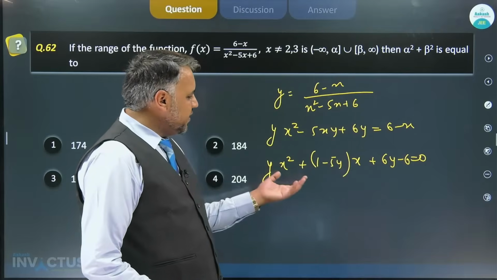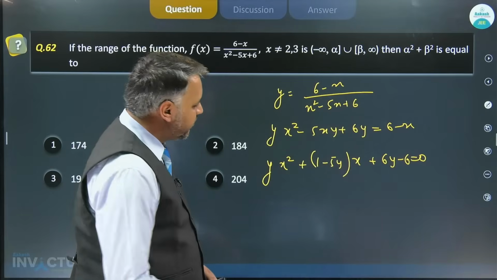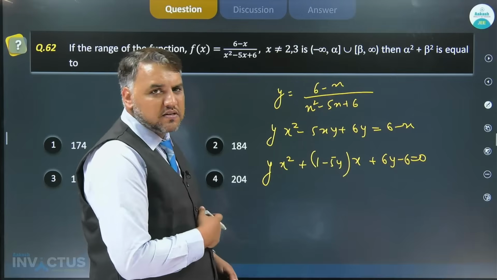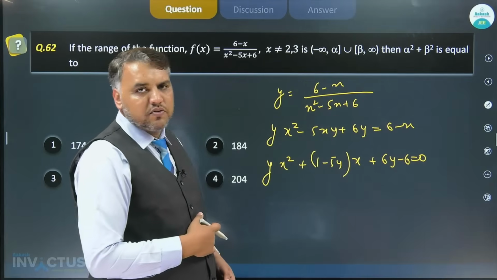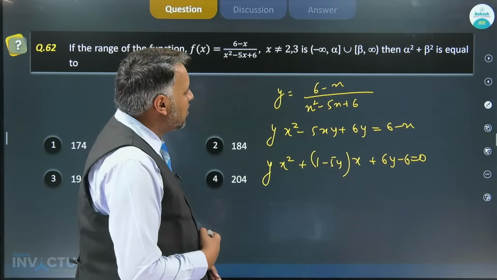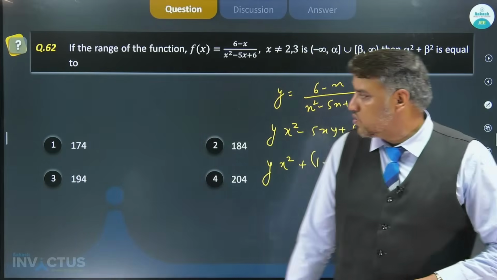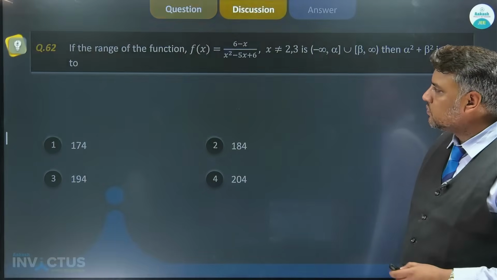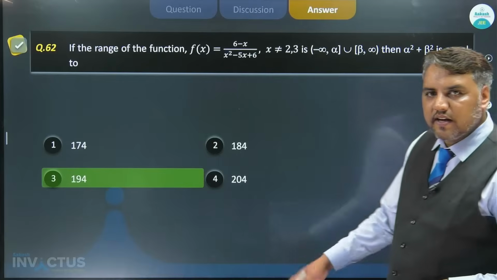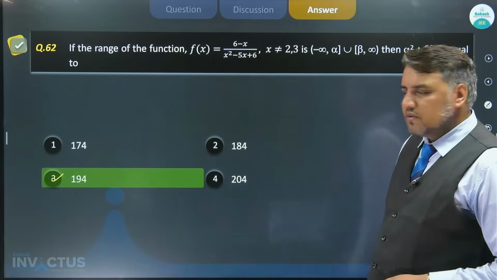Now we can use D greater than or equal to 0. Simply we can find the range. It will be something like minus 7 plus 2 root 3 to minus 2 root 3 to minus 7 plus 2 root 3, something like this. So we can calculate alpha beta and then squaring and then adding. So I think it will be 194. Yeah, it is the correct answer. This is a basic concept. Okay.